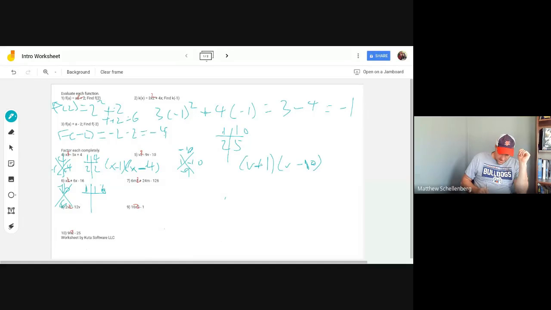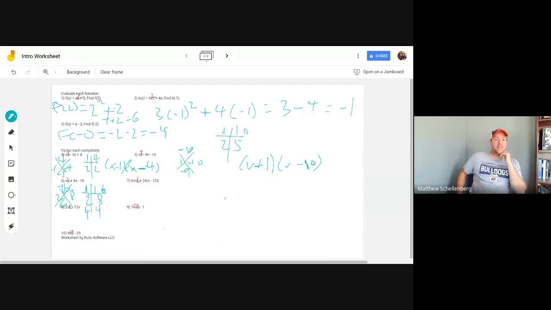1 and 16. 2 goes in 8 times. 3 doesn't go. 4 goes in 4 times. So 4 and 4. Then I'm done because I already have the 4. So it's got to be one of these pairs. Which of these pairs gives me 6? Well, it has to be 2 and 8. So I put in 2 and 8.